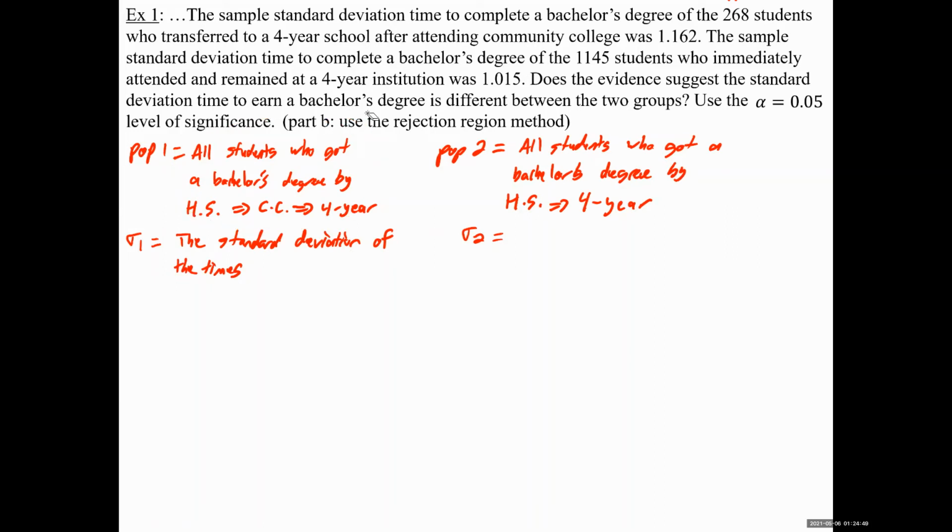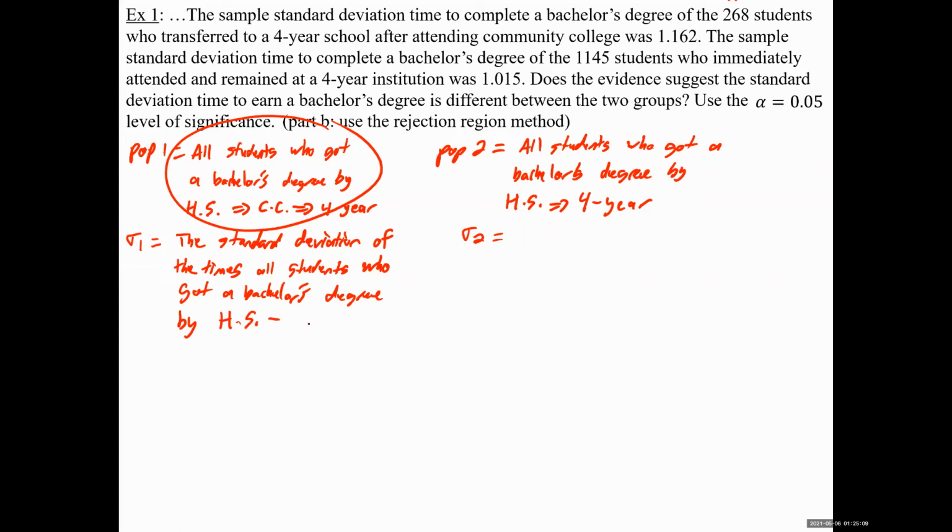So now I'm going to write down those people. The standard deviation of the times all students who, so I'm just copying this down now, who got a bachelor's degree by going along this route from high school to community college to a 4-year to earn a bachelor's degree.